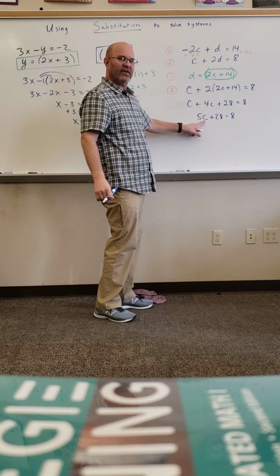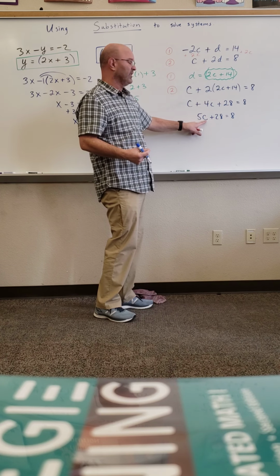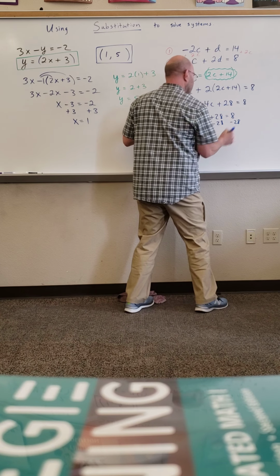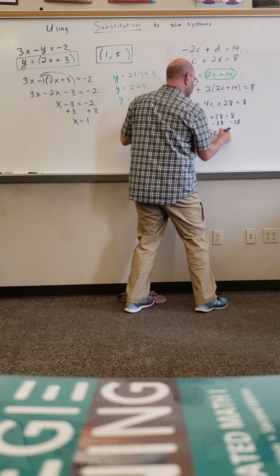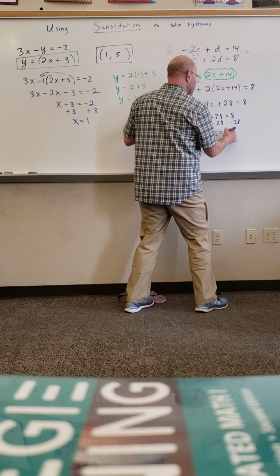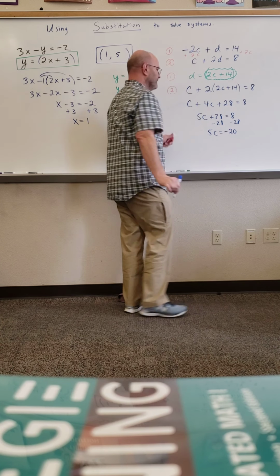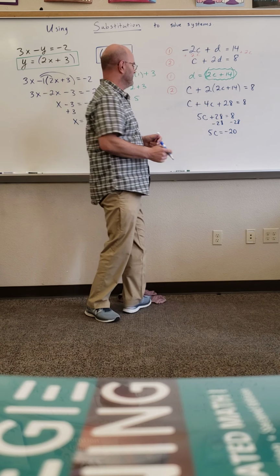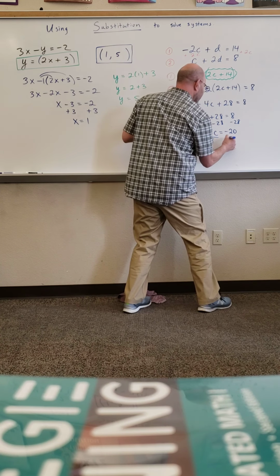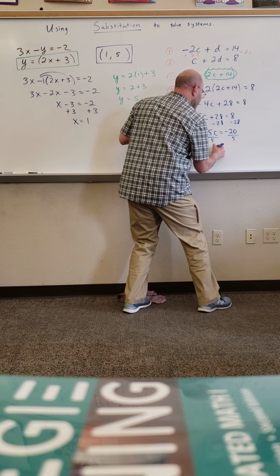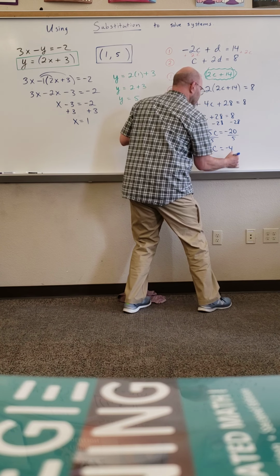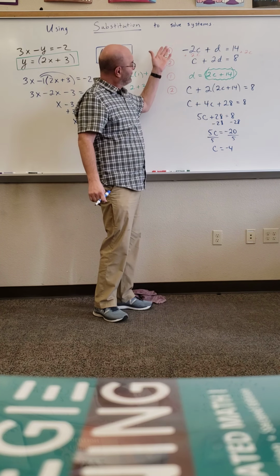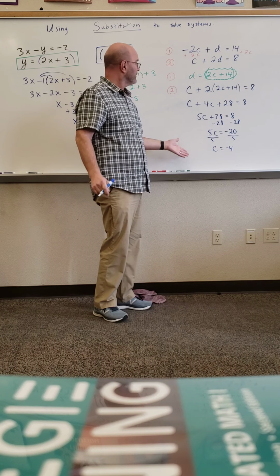To get c by itself, I should first get 5c by itself. So I'm going to subtract 28 from both sides. This gives us 5c equals negative 20. Okay, we've almost got our first variable, right? If I just divide both sides by 5 now, notice c equals negative 4. Finally, that's most of the work. Most of the work is done.